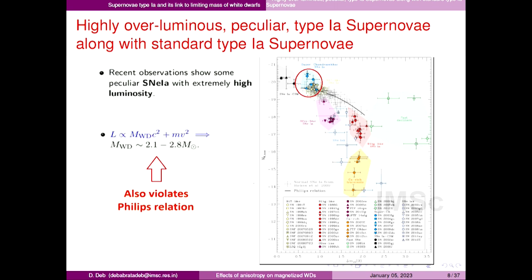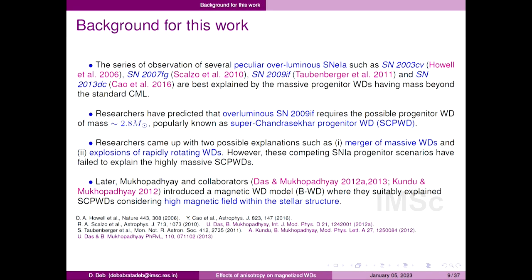And if you try to predict the mass of the progenitor white dwarf, it should be as high as 2.8 solar mass. So this is really a setback to the community. This is known as a super-Chandrasekhar white dwarf. Researchers immediately came up with two competing models: merging of massive white dwarfs and explosion of rapidly rotating white dwarfs. But both scenarios failed to explain the highly massive 2.8 solar mass progenitor white dwarf.